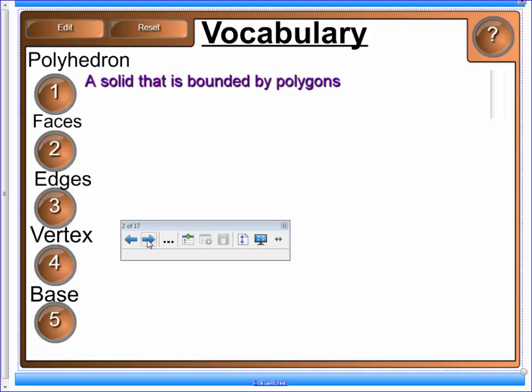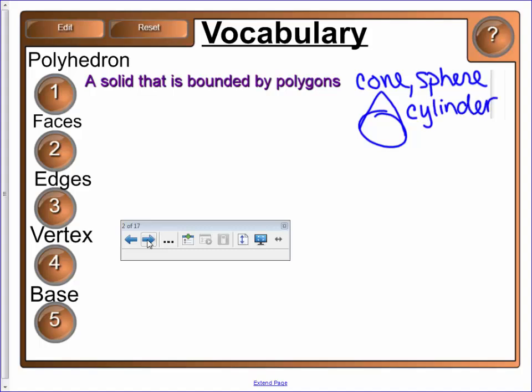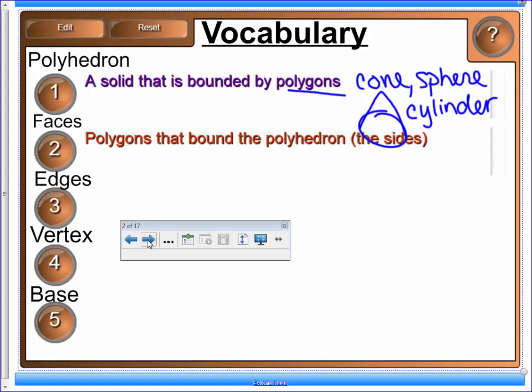So not all three-dimensional shapes are polyhedrons. For instance, a cone has the shape of a circle as a base, okay? And a circle is not a polygon. So a cone is not a polyhedron, a sphere is not a polyhedron, and lastly, a cylinder is not a polyhedron because their faces are not all polygons. But polyhedrons do have faces, edges, vertices, and we're going to talk specifically about the bases.